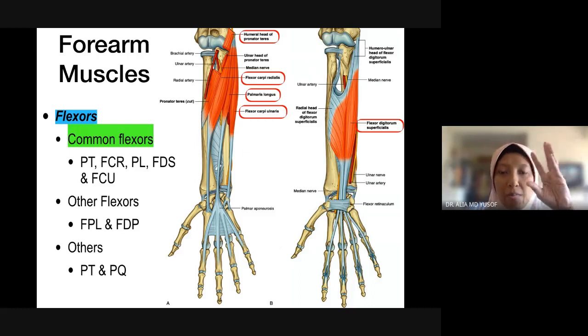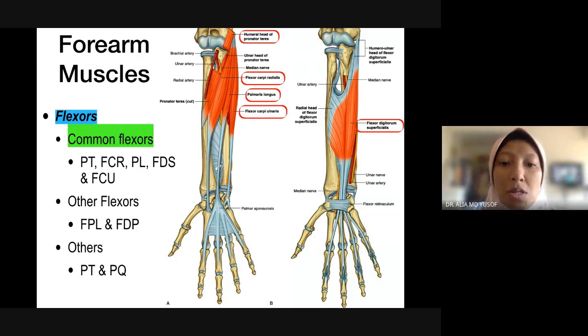All these 5 muscles have the same origin, which is the medial epicondyle of humerus. Only the insertion is different, so you only need to memorize the insertions. Pronator teres is inserted at the lateral border of the radius. Flexor carpi radialis is inserted at the base of the second metacarpal bone. Flexor carpi ulnaris is inserted at the base of the 5th metacarpal bone.